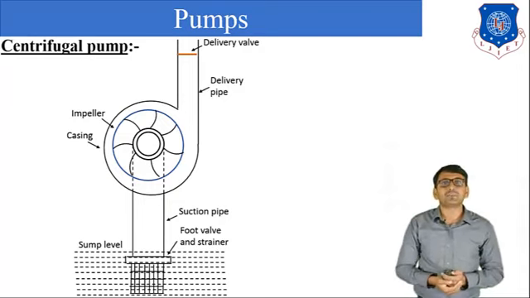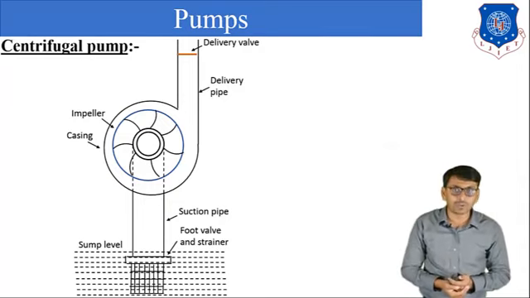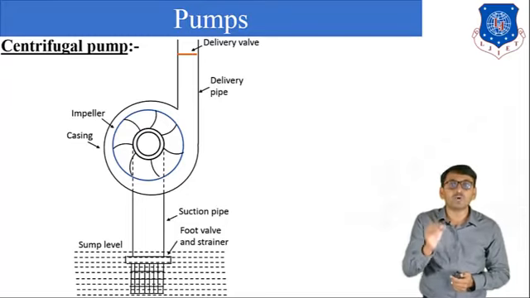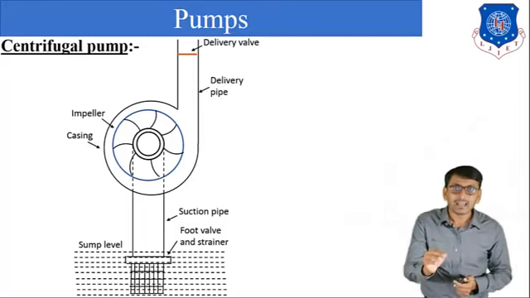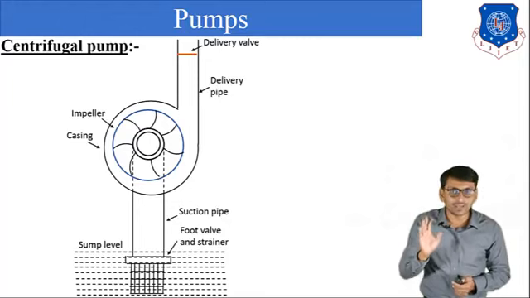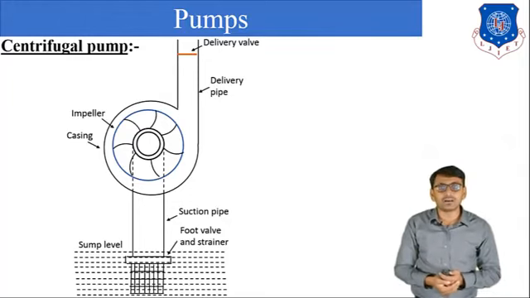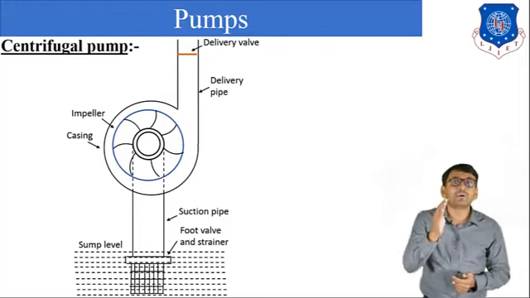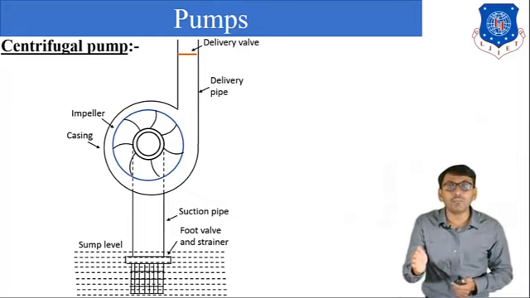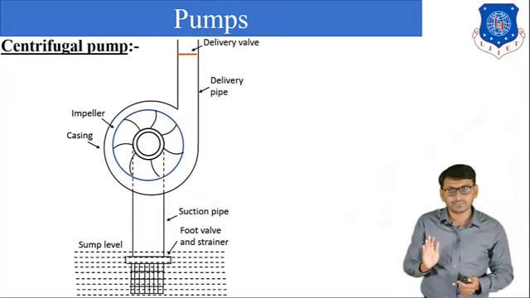So due to the rotation of the impeller, centrifugal force is produced, and due to this force, water enters the casing and the impeller continuously rotates. So this incoming water is discharged to the particular application from the delivery pipe.